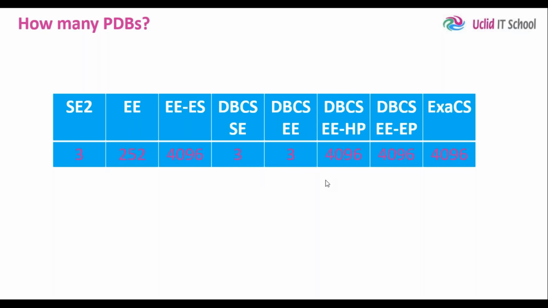Now you can see the number of PDBs. For SE and EE in the cloud, you can create only 3 PDBs. But for HP and EP, you can create up to 4096 PDBs. The second service is Exadata Cloud Service, which again allows 4096 PDBs. So at minimum you can create 3, and at maximum up to 4096. That is 4K PDBs.